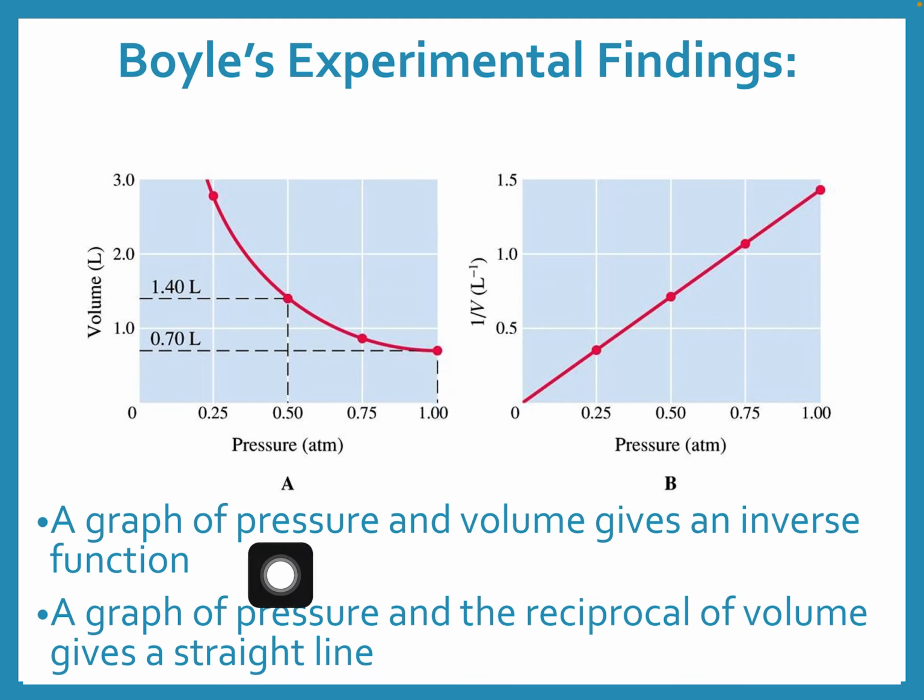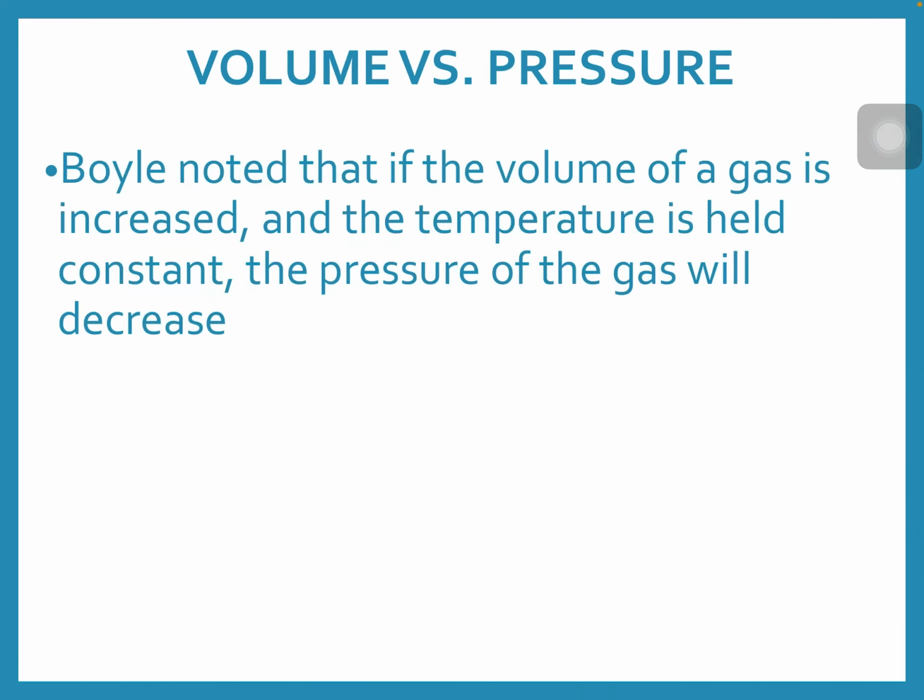So this first graph shows pressure versus volume, and we have an inverse function here. As one is increasing, the other is decreasing. And this graph over here shows volume as its reciprocal. So for each volume value, we're dividing one by the actual volume. When we do that, we get a straight line relationship. Because this is the inverse of volume, that means that we have an inverse relationship. As one increases, the other will decrease.